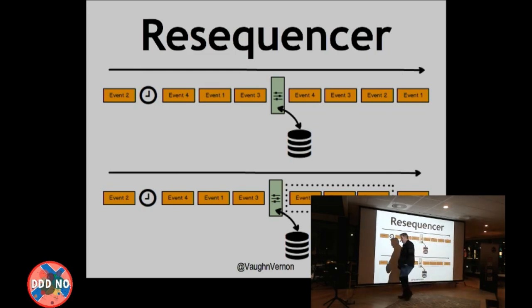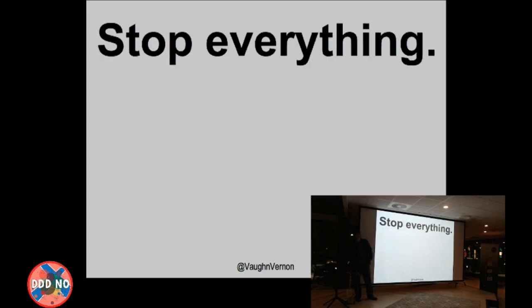Now, try to explain that to your business people. Well, here's what happened, right? Walk them through that. They don't care about that. They just want the business to work. And it takes you hours to track down where this actually went wrong because as far as you know, it shouldn't have gotten held up there. So this is what happens in our world, right? Stop everything.